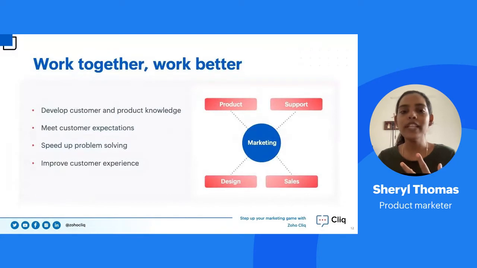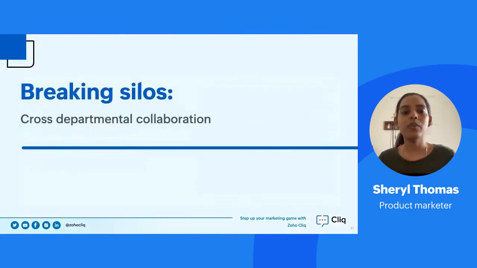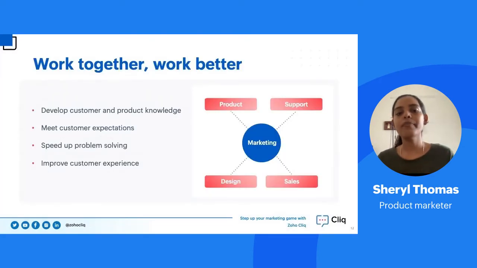The next thing we'll discuss is why it is important for marketers to engage in cross-departmental collaboration. All right. Marketers are often encouraged to communicate with various departments and stakeholders in the company, for example, product teams, support teams, sales teams, market research teams, and other teams. So why is cross-departmental collaboration very important for marketing teams?